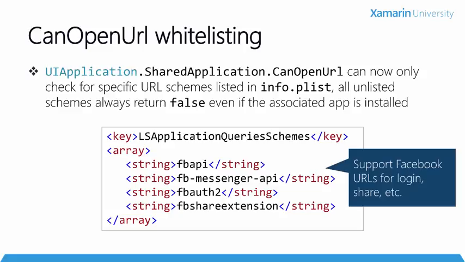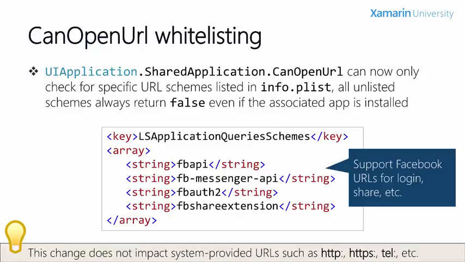Now be aware that this change does not affect openURL. So canOpenURL might return false, but the URL might actually be usable because the app really is there. In addition, system schemes such as HTTP, HTTPS, SMS, and TEL are automatically whitelisted for your application.